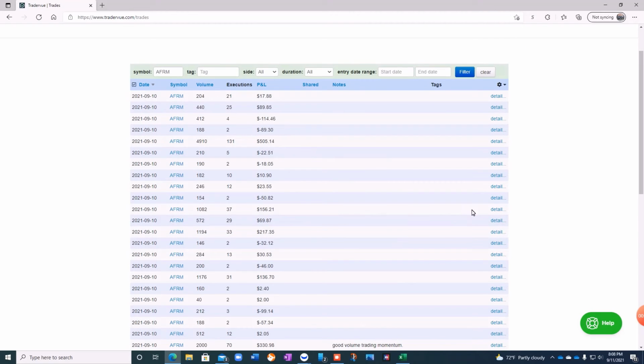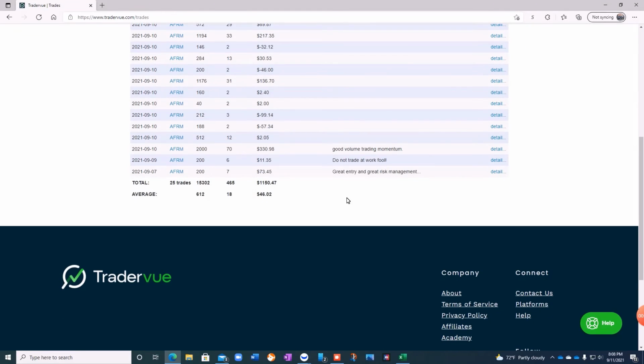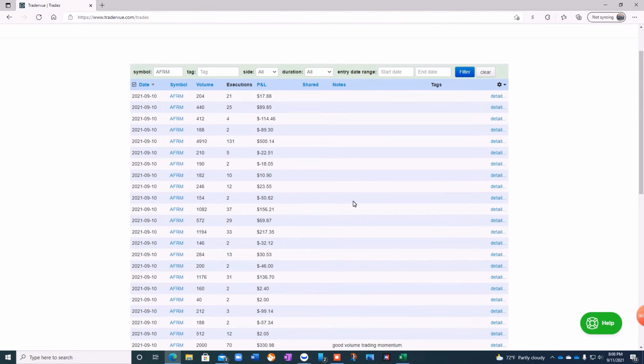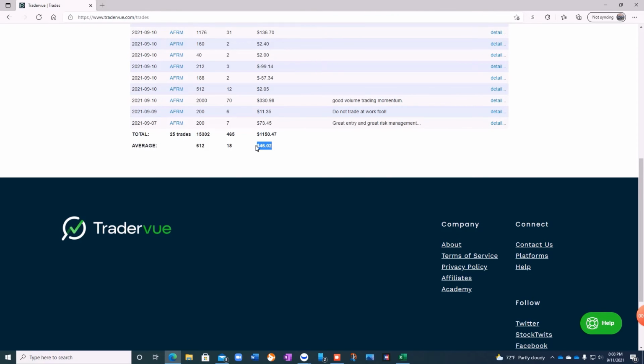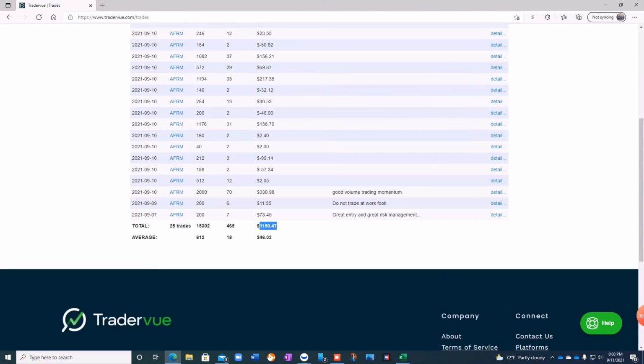You hit your target too. I made $142 that day, 142 and 42 cents. But if I would have stopped here, I would have been at 242. I think it was around there. So I lost 89, 114, made it back 89, and then made back about $18. So about $46 average per trade, and I made 1100 on that trade.